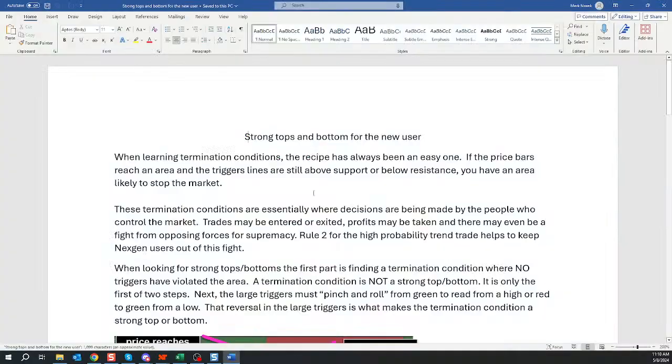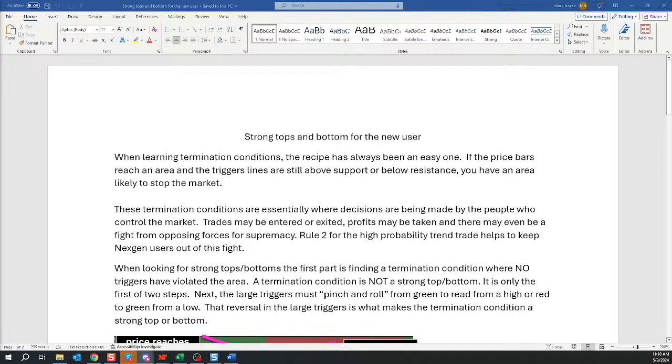All right, so this one is called Strong Tops and Bottoms for the New User. Are you in here, Kenny? I'm looking. I don't see him. Hopefully he'll get it. Okay, cool. I'm a worrier. It's what I do. So defining strong tops and bottoms for the new user. And I'm going to put this document in here as well.